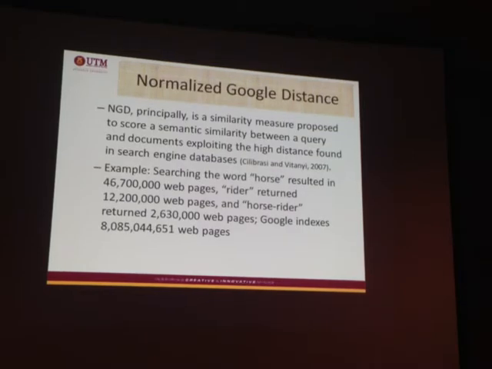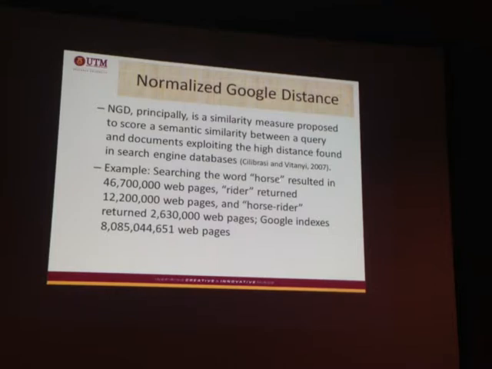Okay, let us introduce some information about the normalized Google distance and see what the problem is. The NGD is principally a similarity measure proposed to score semantic similarity between a query and a document, because it is basically used for computing similarity between large databases.